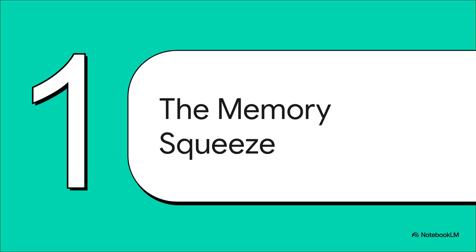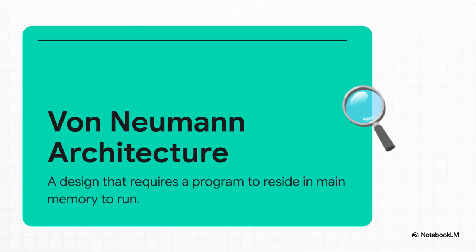Okay, so first things first, why is this even a problem? It all starts with a fundamental rule of how computers work that puts everything under pressure. And this is the rule that causes all the trouble. It's a design called the von Neumann architecture, and it basically says that for any program to actually run, to do anything at all, it has to be loaded from your slow hard drive into your super fast main memory, your RAM. That's the computer's main workspace.